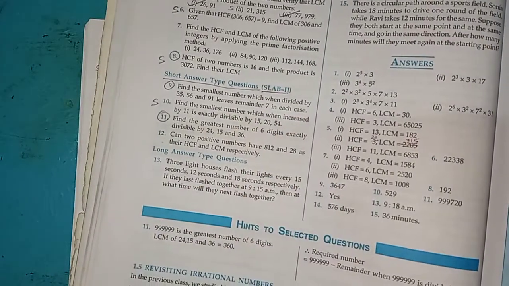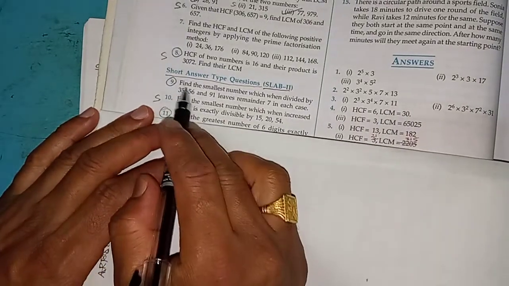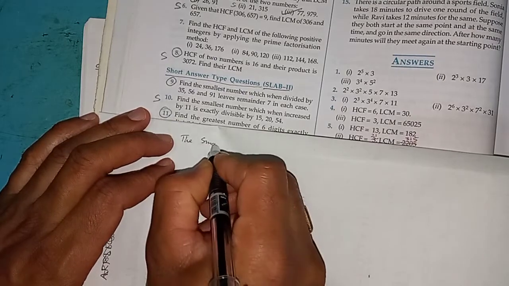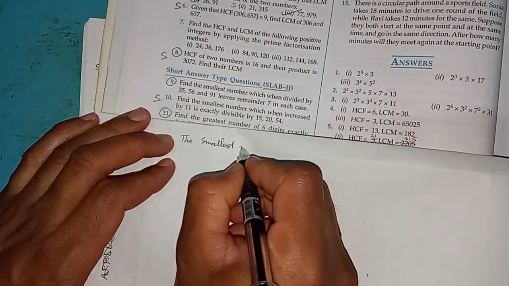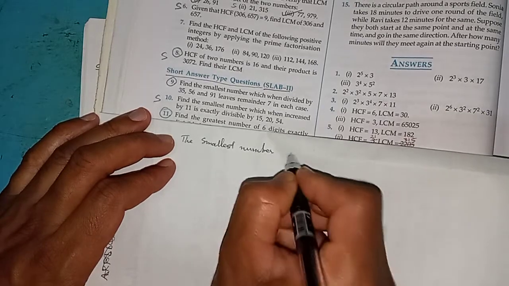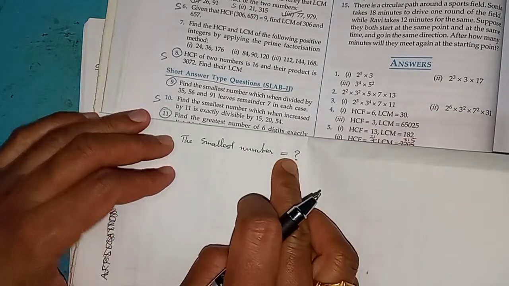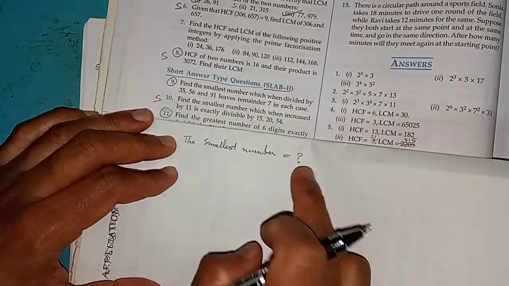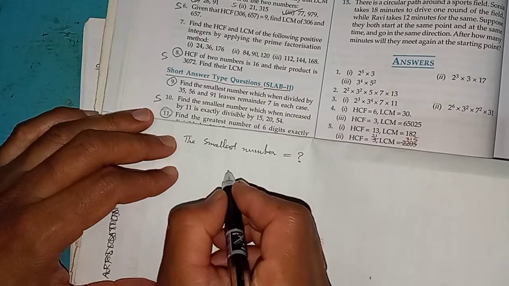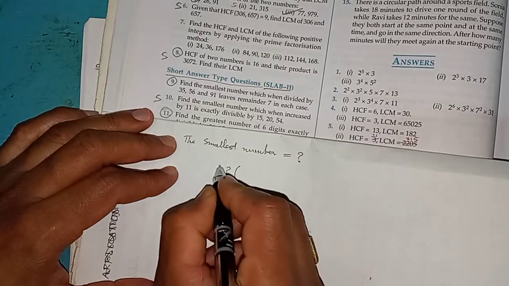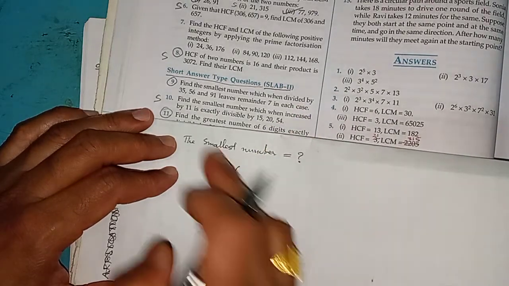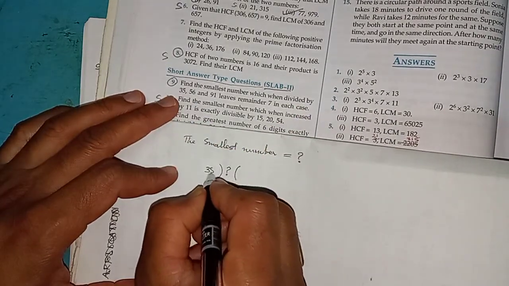Let me just quickly say what the question is asking you to find. The question here clearly is telling you to find the smallest number. What is that smallest number? We don't know. But they're asking you to find that smallest number which when divided by, that means this smallest number which I've written as question mark, when this smallest number is divided by, means what? It's acting like dividend, and this is divided by, here 35 is acting like divisor.